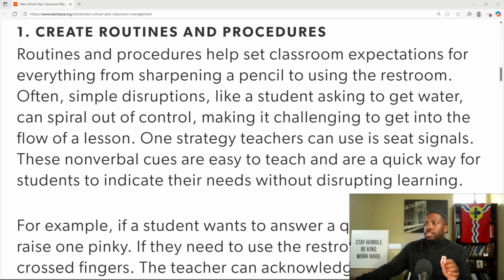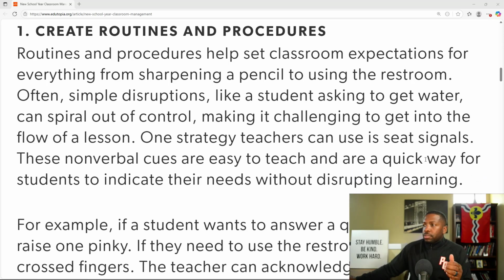One strategy teachers can use is seat signals. These nonverbal cues are easy to teach and are a quick way for students to indicate that they have needs without disrupting the learning. How are you going to do that? For those of you who do this already, please leave a comment in the comment section. Help us. Let's all learn together.